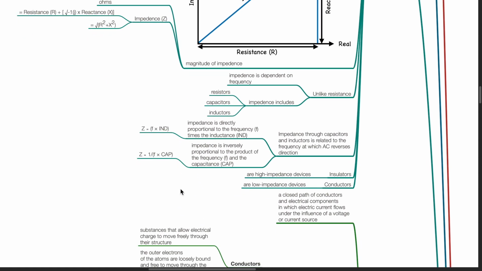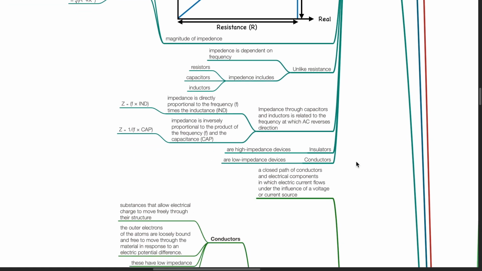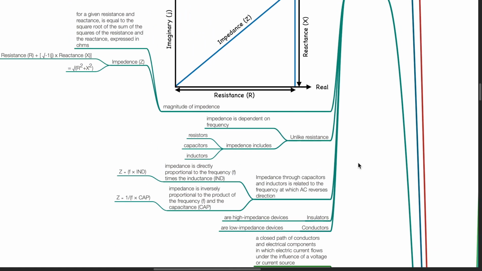Impedance through capacitors and inductors is related to the frequency at which AC reverses direction. Impedance is directly proportional to the frequency times the inductance. Impedance is inversely proportional to the product of the frequency and the capacitance. Insulators are high impedance devices. Conductors are low impedance devices.